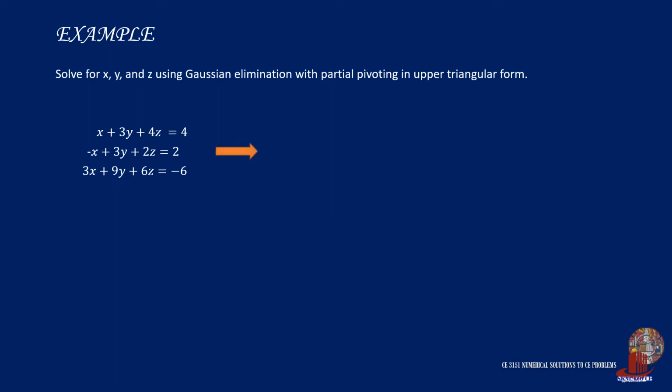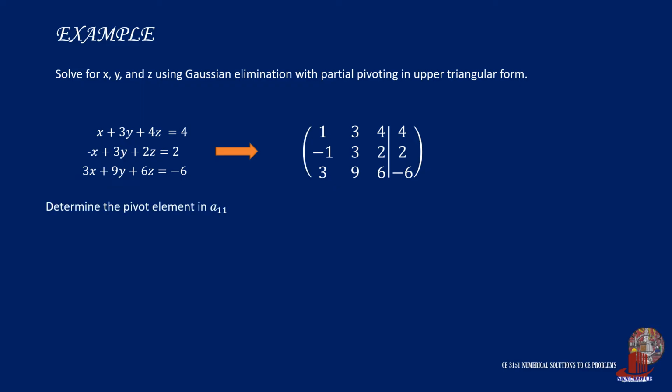Again, we convert the system into an augmented matrix. Then we determine the pivot element to be placed in element 1,1. In such a case, we notice that there is a row with already 1 on the x column. So we might as well take this row as the pivot row and have 1 as the pivot element.